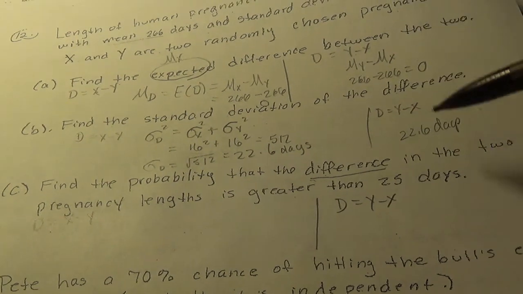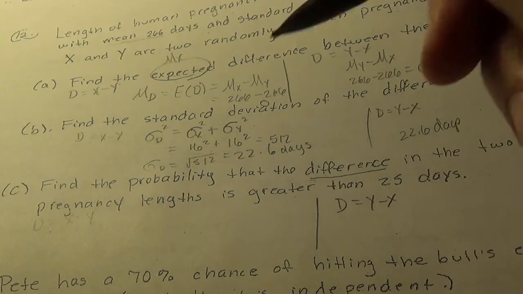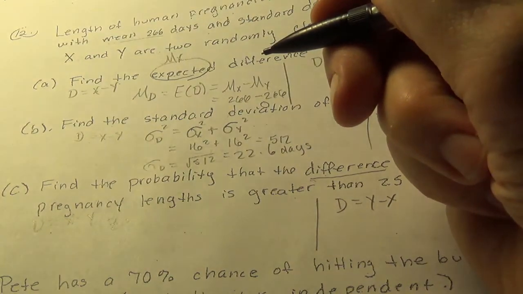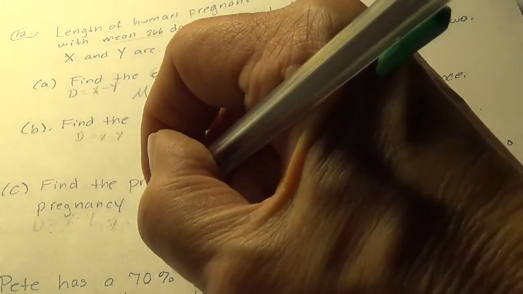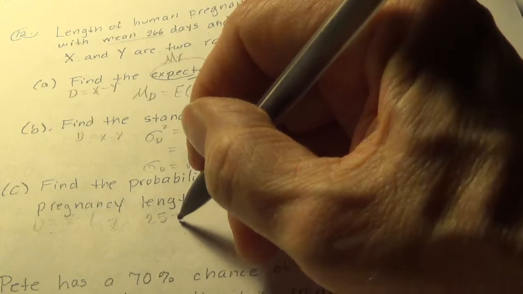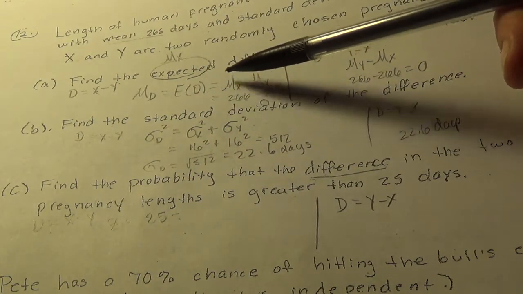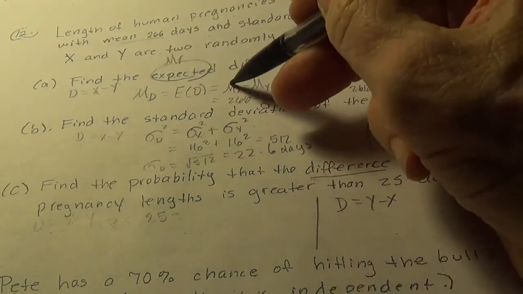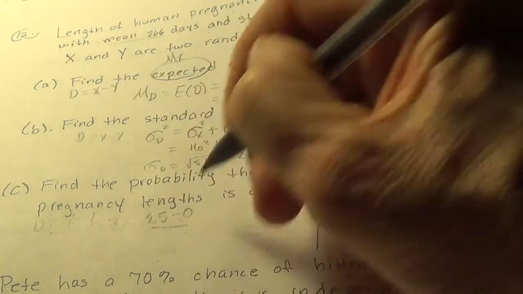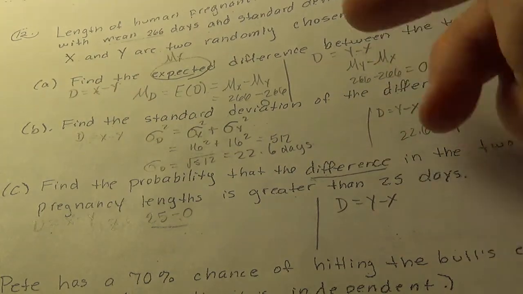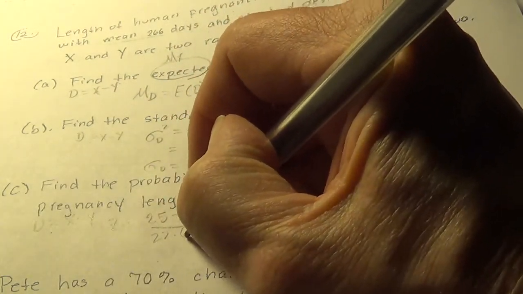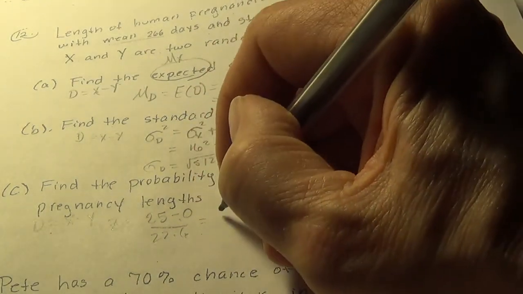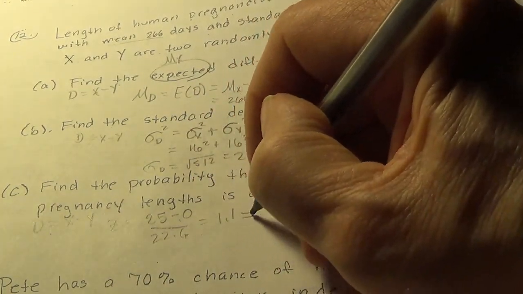So the number of interest is 25. So I'm going to come up with a z-score. And we already came up with, we're going to take the 25. What's the mean of the difference? Well, we did it up here on part A. The mean of the difference was 0 in both cases. So I'll do this one first, 0. And the standard deviation in both cases was 22.6. So I'm standardizing, or finding the z-score. That comes out to 1.1.